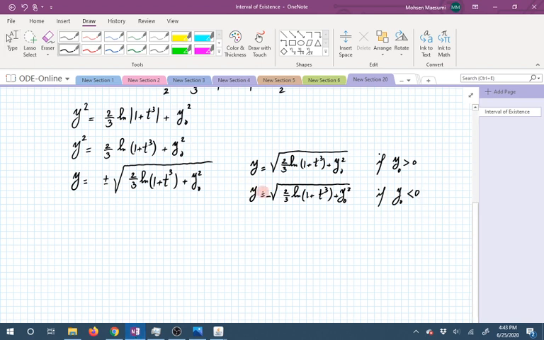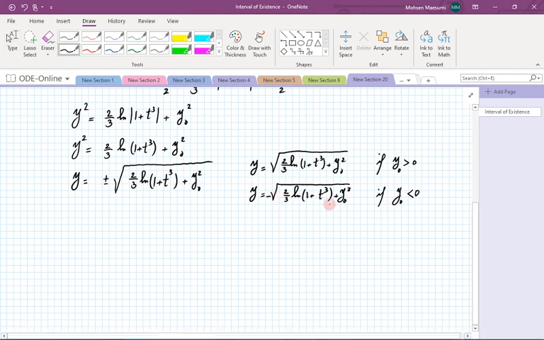Well, the issue is that if I have a radical, then my radicand has to be positive. That is what the limitation is. So 2/3 of the logarithm of 1 plus t cubed plus y0 squared has to be positive. That is what is limiting your solution. Well, the question is, what is t equal to or larger than?